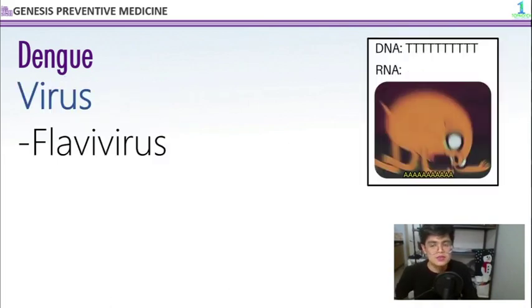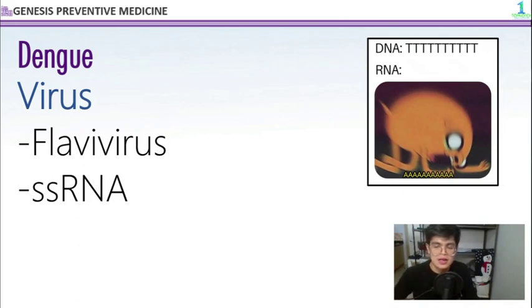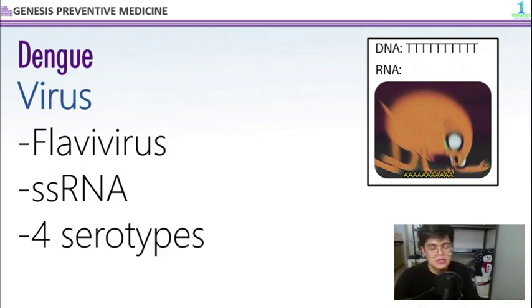Okay, dengue as a virus is a flavivirus, ssRNA again, and it has 4 serotypes named DEN1, DEN2, DEN3, DEN4. Other flaviviruses include West Nile virus, yellow fever virus, Zika virus, and Japanese encephalitis virus. So they are all under the flavivirus genus. Infection with one serotype of dengue, for example DEN1, gives you immunity to that serotype, but for that serotype only.